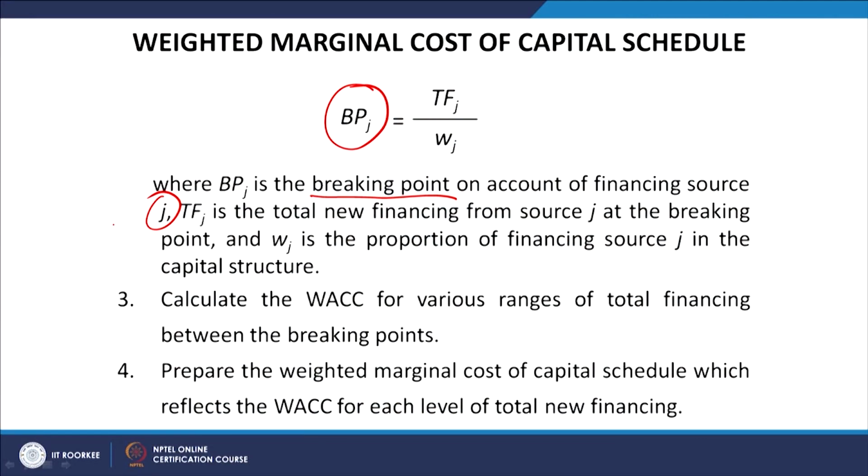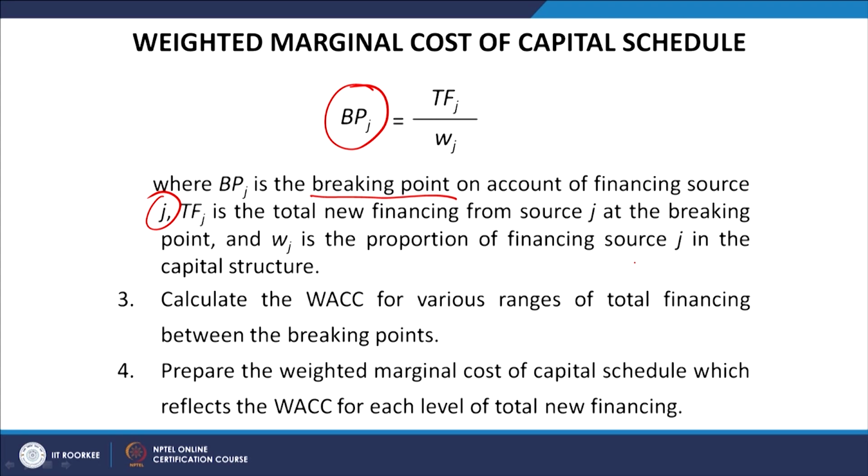And in that total requirement of capital, how much will come from equity? So equity is one source j, and the breaking point of the maximum equity raising capacity has to be worked out. Similarly, the breaking points for maximum preference capital and for debt capital have to be worked out. The breaking point for a particular source of financing, j, depends upon the total financing coming from that source, and Wj is the proportion of financing source j in the capital structure.